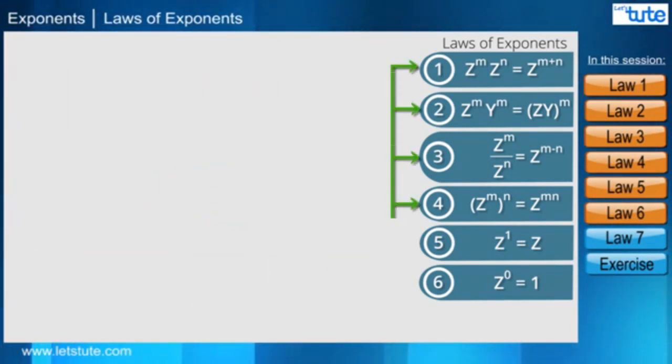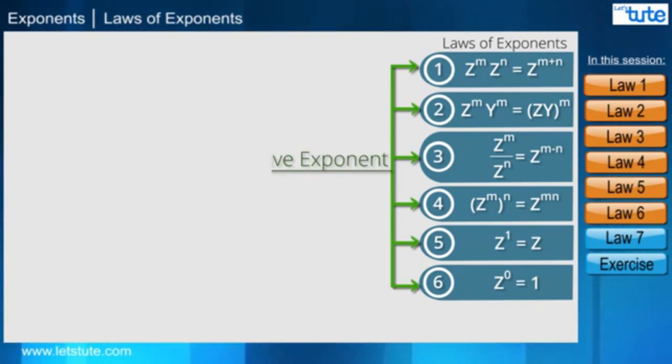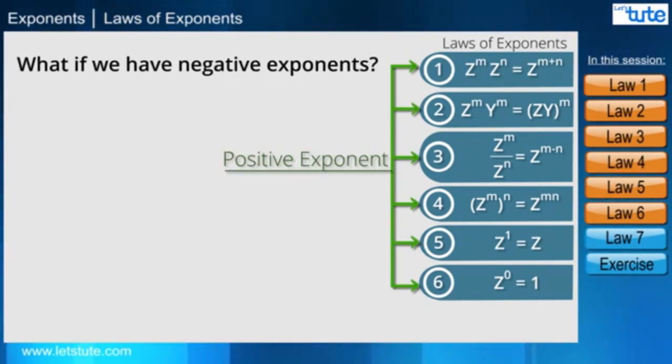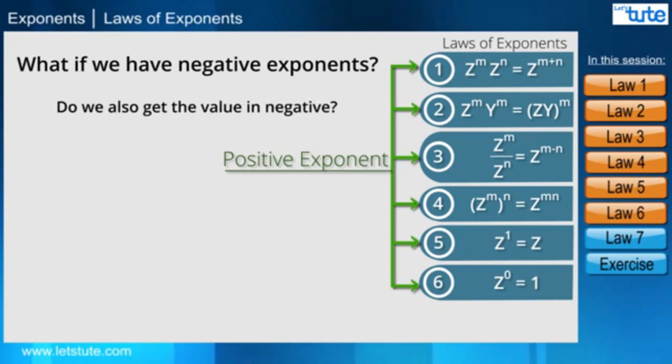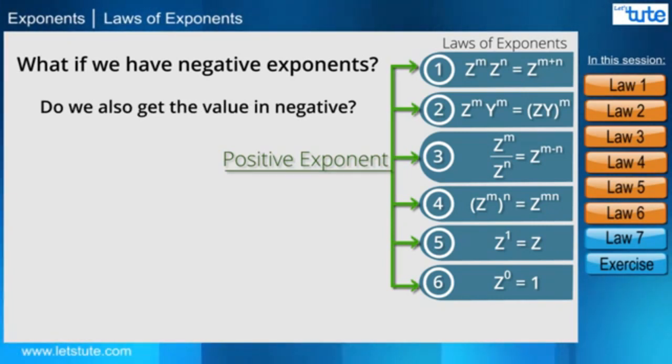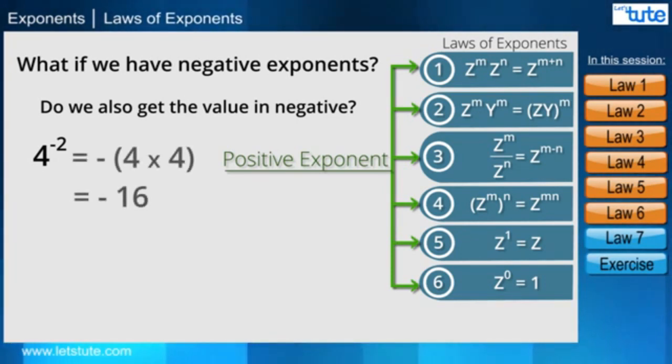Till now we have observed that the exponents are positive. But what if we have negative exponents? Do we also get the value in negative? For example, if we have 4 raised to the power minus 2, will it be equal to minus 16? No friends, most of us make a mistake here. We think if the exponent is negative, then the solution will also be negative, which is incorrect.